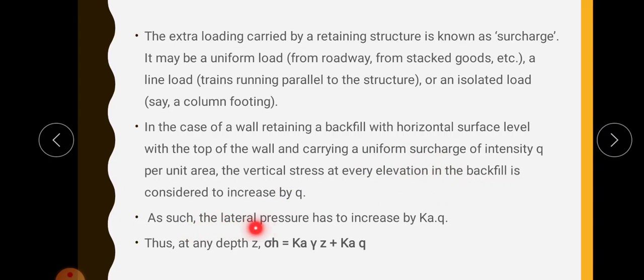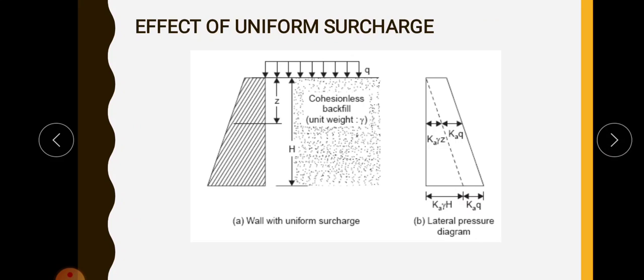Okay. So as such, this lateral pressure increases by Ka into Q. Since here we are considering the lateral pressure, we have to multiply the increase in stress, Q, by Ka. So it becomes Ka into Q, and it is the same at every point irrespective of the height or depth. So at any depth Z, sigma h is equal to Ka into gamma into Z, which is the earth pressure due to the backfill soil, plus the pressure due to the surcharge weight, that is Ka into Q. Okay. So these are the different cases of active earth pressure.